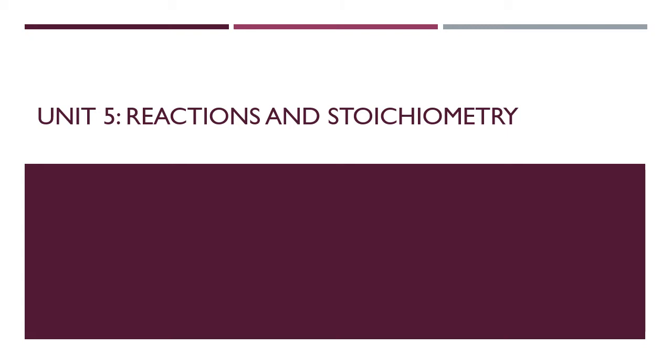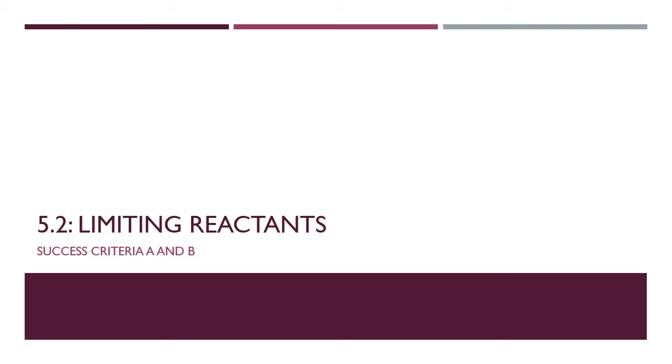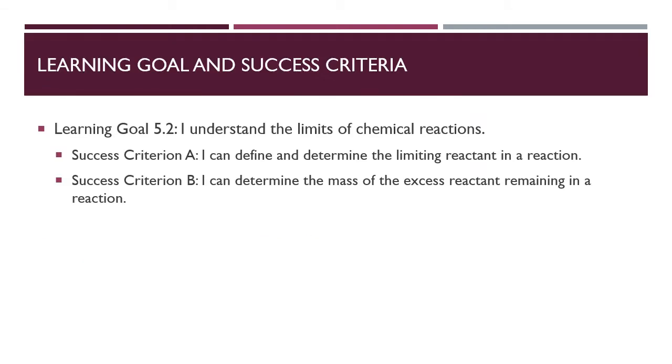Welcome back to our unit on reactions in stoichiometry. This is the first of two videos on Learning Goal 5.2. This video will cover the first two success criteria, A and B. Our 5.2 learning goal: I understand the limits of chemical reactions.